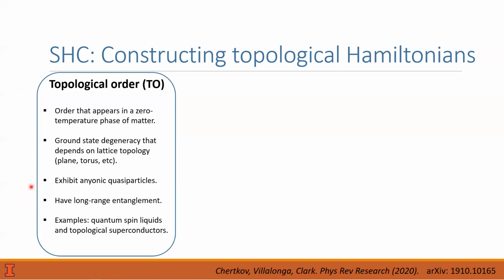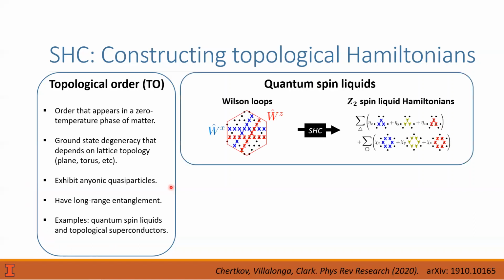Topologically ordered systems have what are called anyons. Anyons are like generalizations of bosons and fermions. So topologically ordered systems have exotic quasi-particles, and they have non-trivial long-range entanglement. Some examples of topologically ordered systems are quantum spin liquids and topological superconductors. So basically using this method, we were able to find new examples of these kinds of topologically ordered systems.